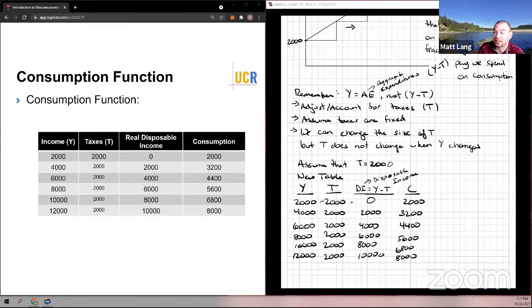Okay. So realistically, won't the tax change as income increases, or is this because you're still only adding 2,000, so 2,000 is tax? That's a great point, right? So it doesn't make sense to have taxes take up all of the income, right? And on the flip side, it doesn't make sense to keep taxes the same when your income goes up.